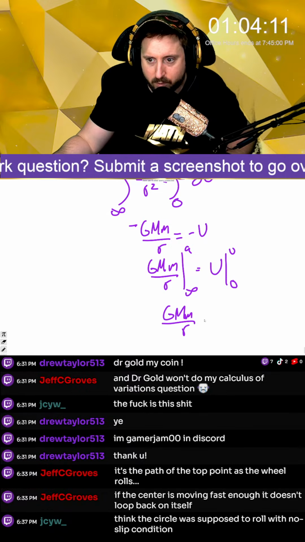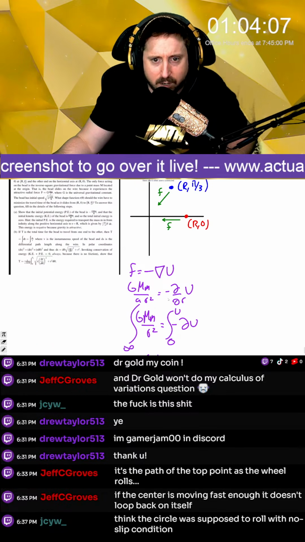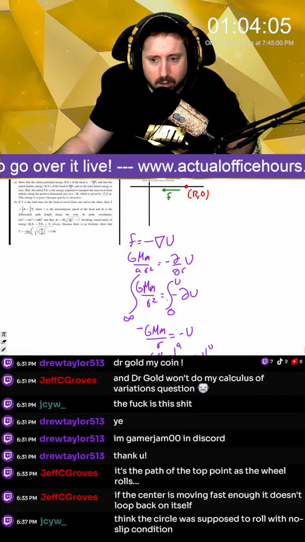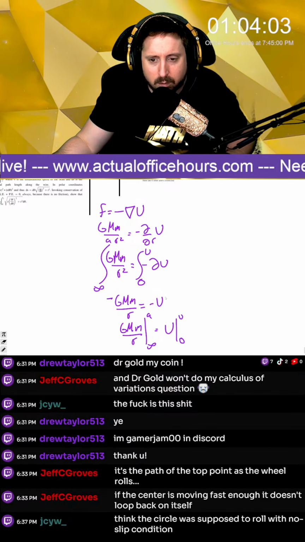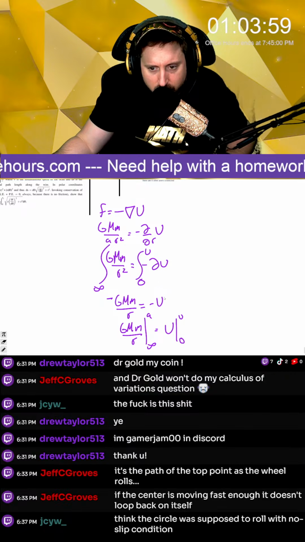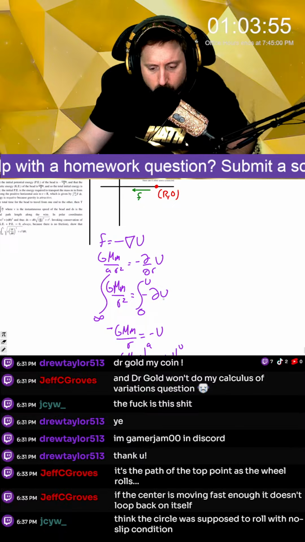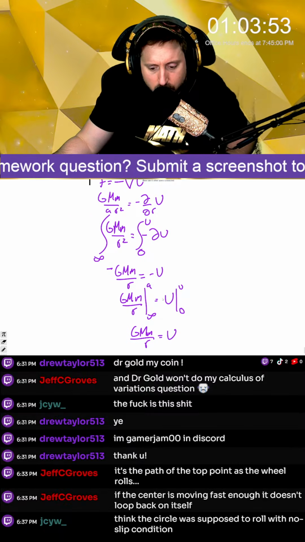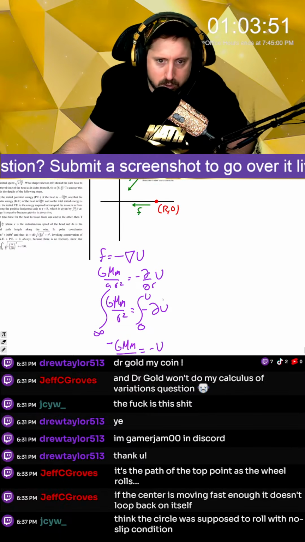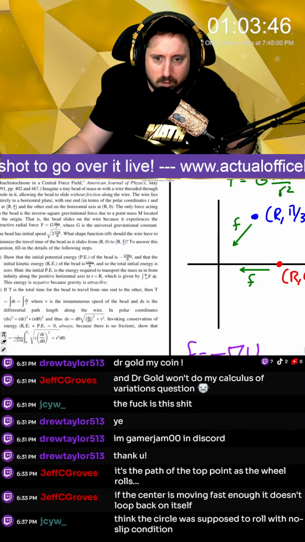Okay, so I get GMm over r is equal to U, but I think they wanted a minus sign on it. Yeah, because there's no friction, energy should be conserved. So you would say that the sum of your kinetic and your potential is 0. Okay, sure. Or sorry, your potential minus your kinetic is 0. Okay.